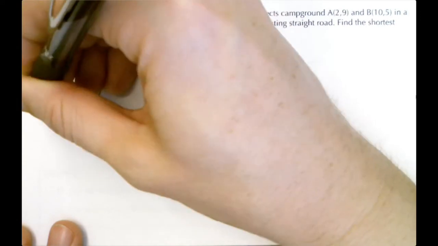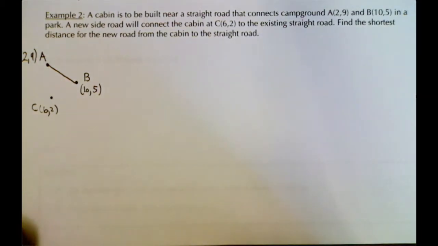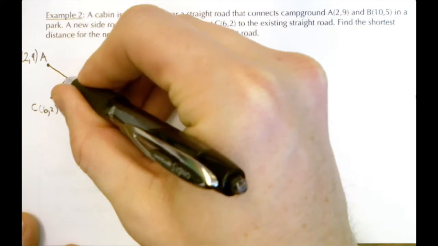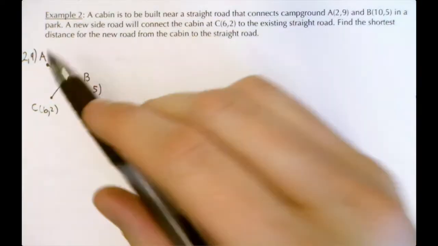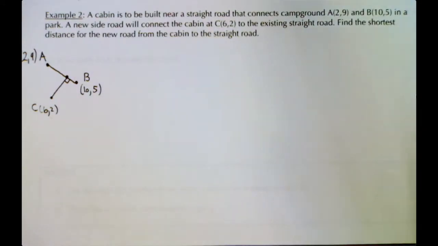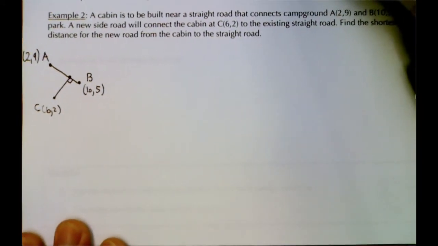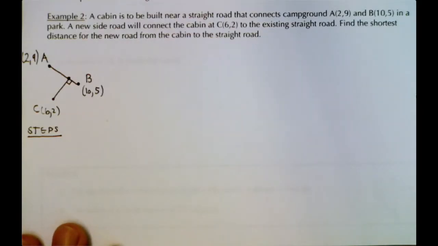That's 6, 2. And we're going to make a road from here to our line. And if we want the shortest road, we have to draw an altitude. So it has to cross here at a right angle. So we want to find this distance from here to here. The thing is, we don't know this point. So here's how we find that point so we can calculate the distance. And this is the step for every shortest distance question you're going to do this year.